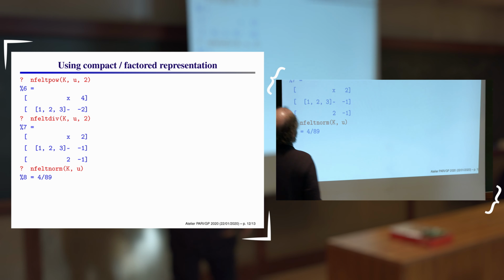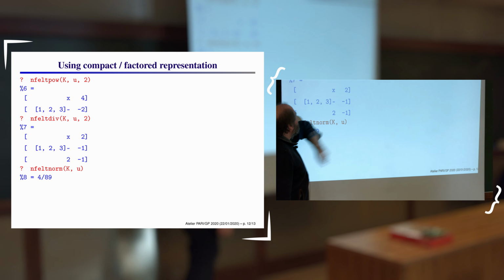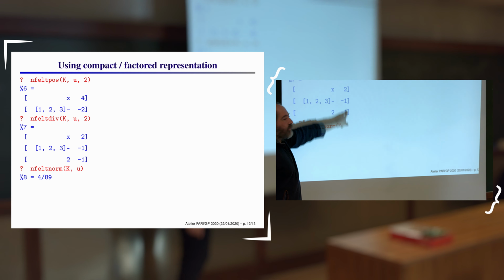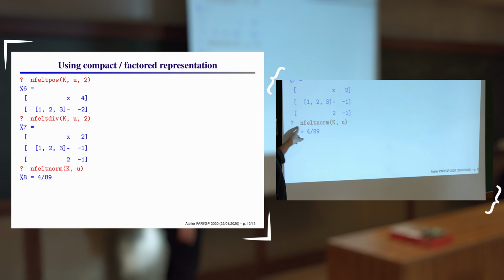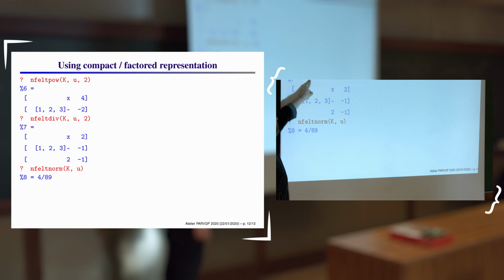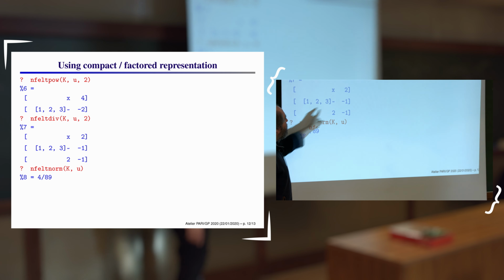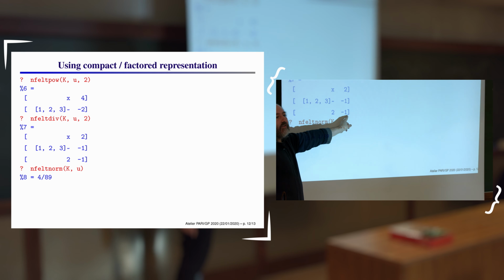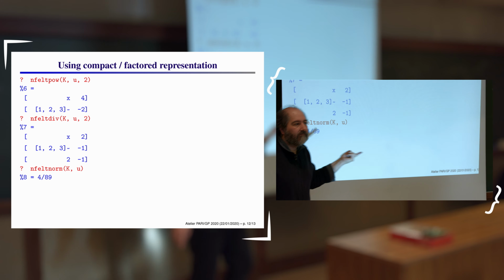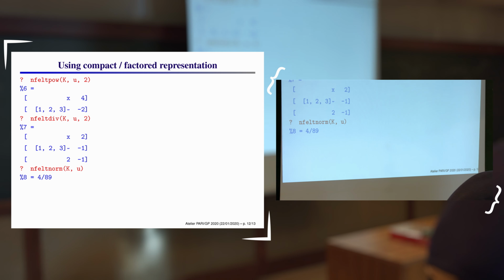So powering is trivial. We just multiply the exponents. Division is trivial. We just subtract the exponents. We can compute norms. It's just the norm of every element in the first column. And we actually should get some factorization of the norm, but it's actually expanded. Okay. Final slide.